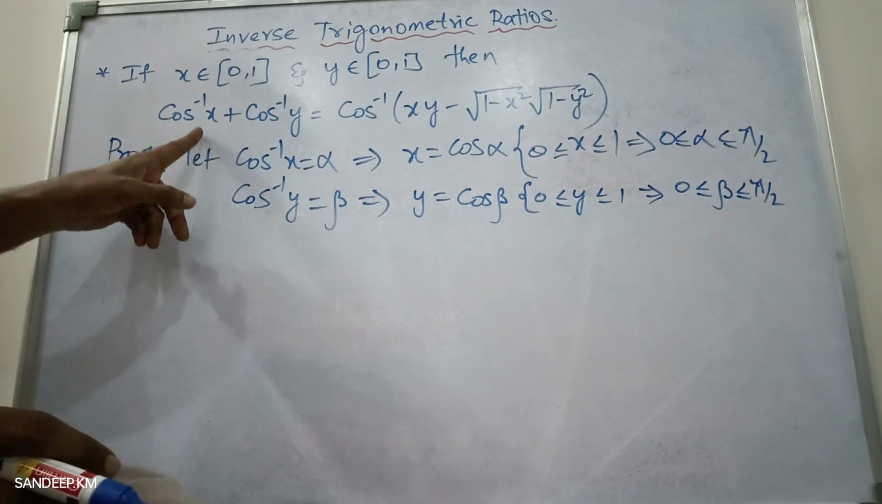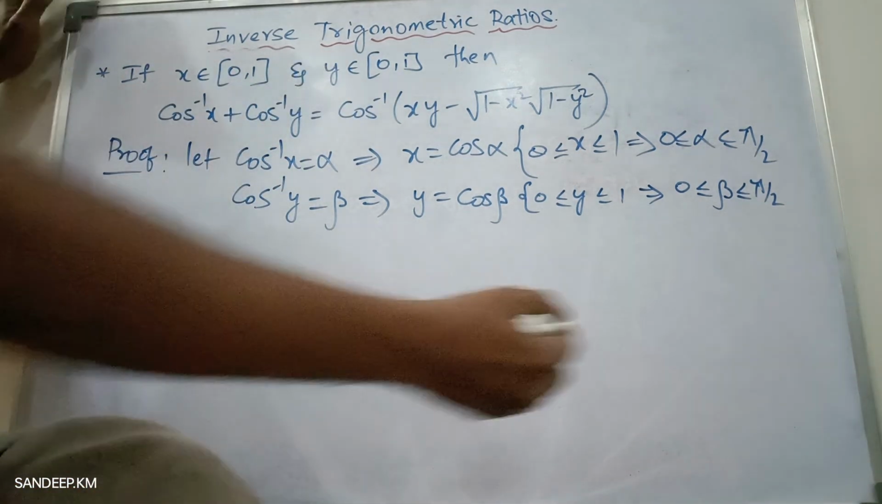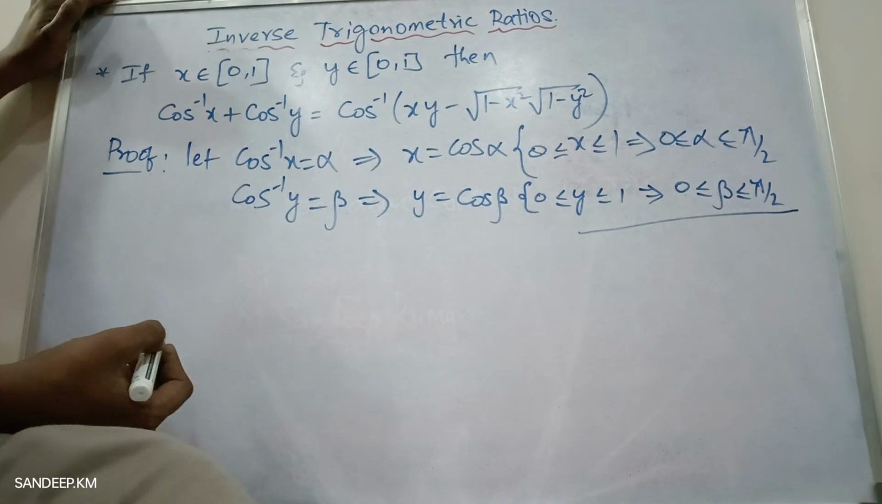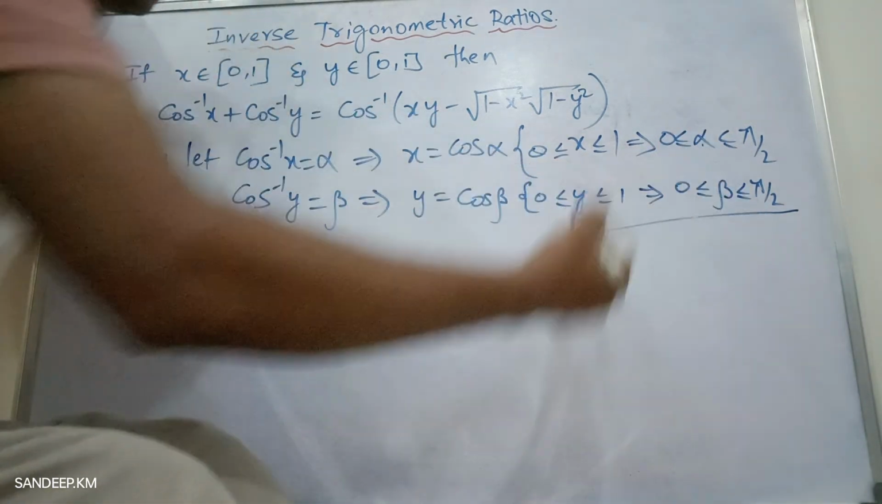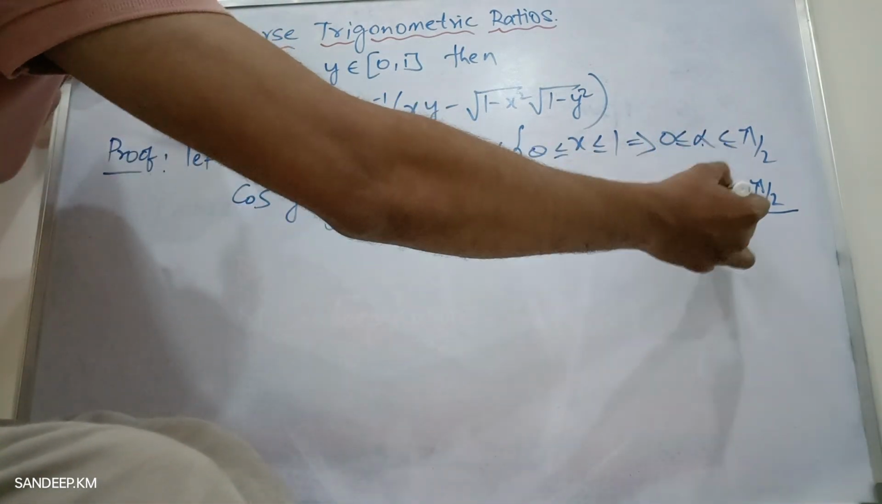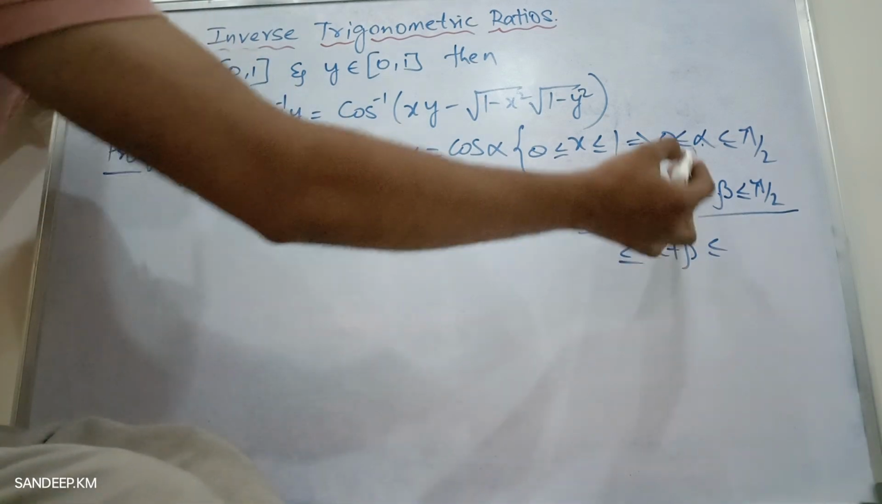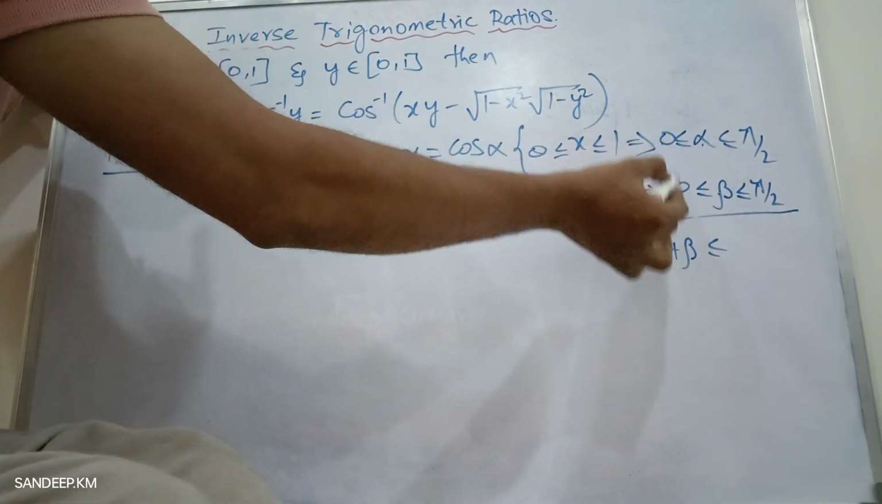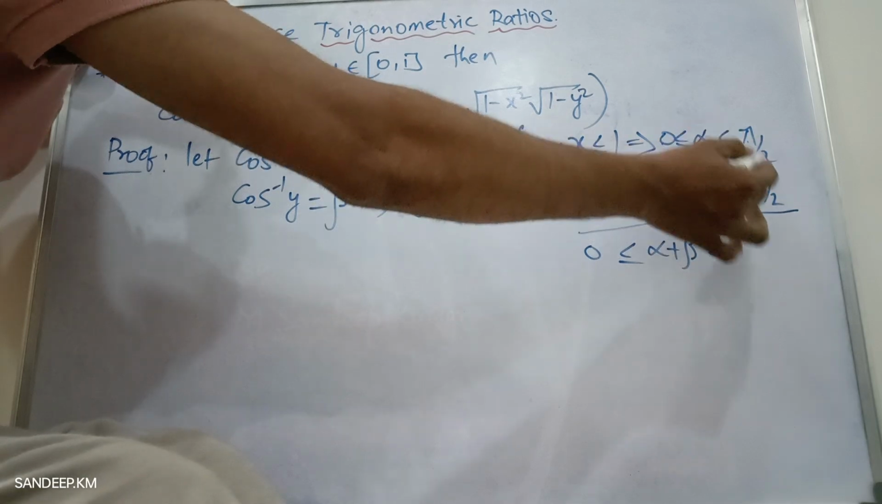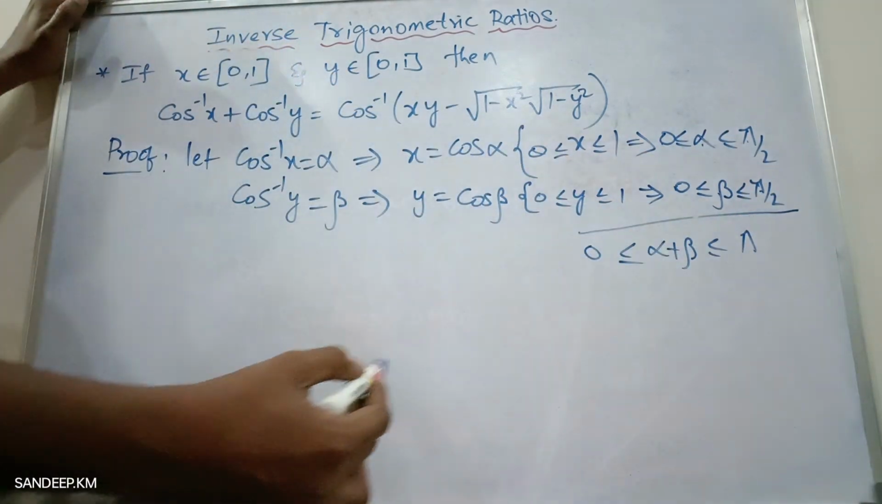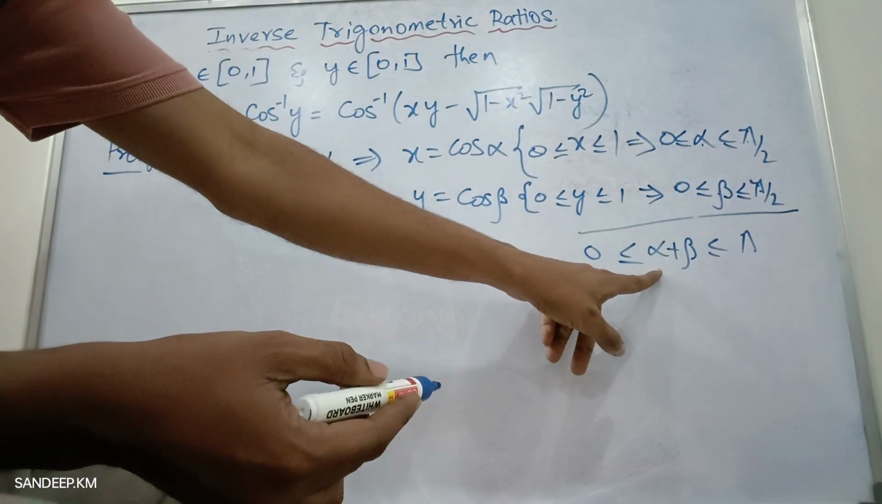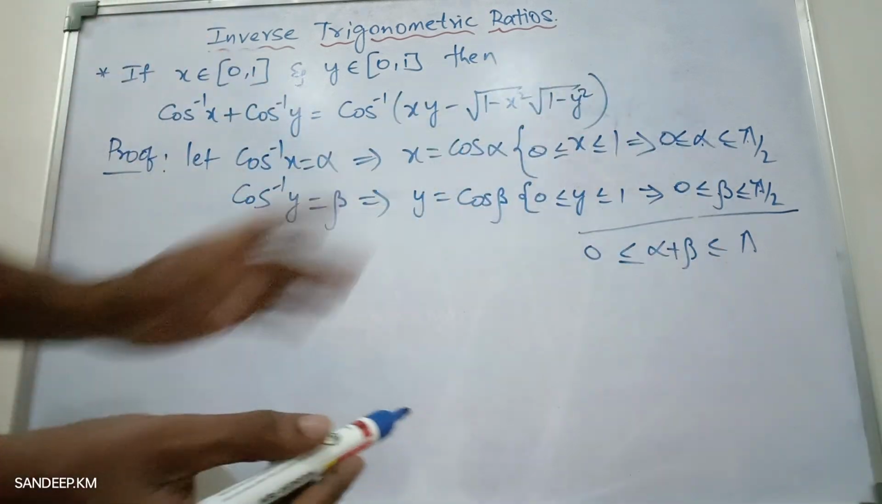So we are talking about alpha plus beta. From here, what if I add alpha and beta? What happens to that inequality? Alpha plus beta will be between what? While adding, we will add directly. 0 plus 0 is 0. Pi by 2 plus pi by 2 is pi. So alpha plus beta is always between 0 and pi.